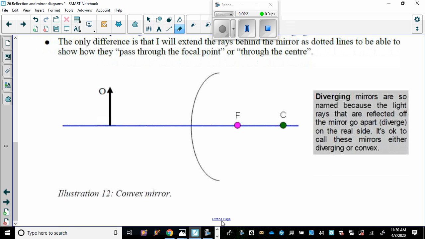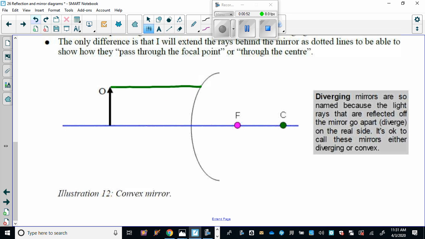It means that if I have a ray, here's my object, and first of all, notice that this time for convex mirrors, we draw the focus and the center on the other side of the mirror. So we're going to be dealing with virtual images here. So if I have a ray and I follow my rules that I learned for concave mirrors, and it goes parallel to the axis, now clearly this ray is not going to bounce back in this general direction, is it?